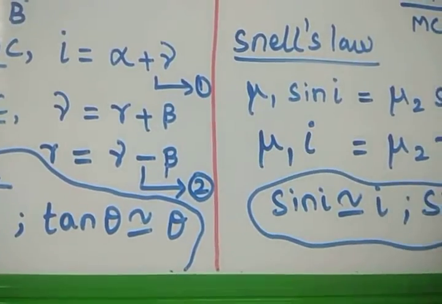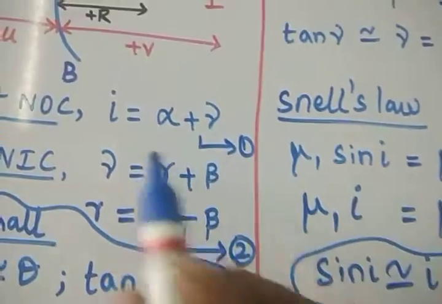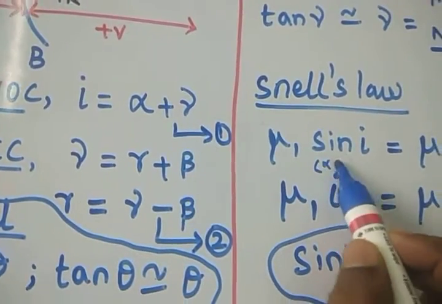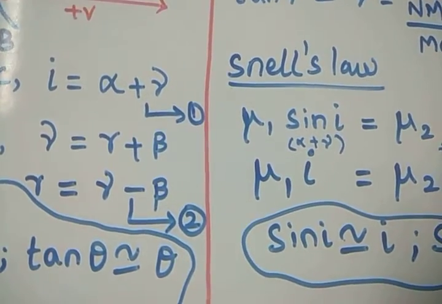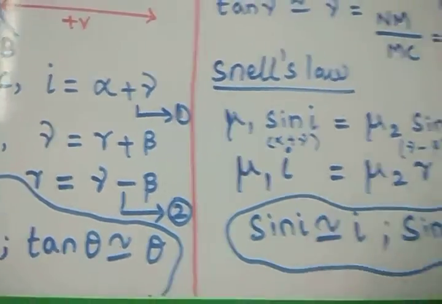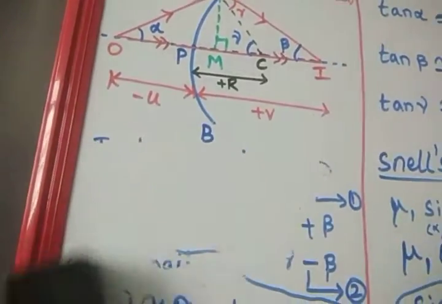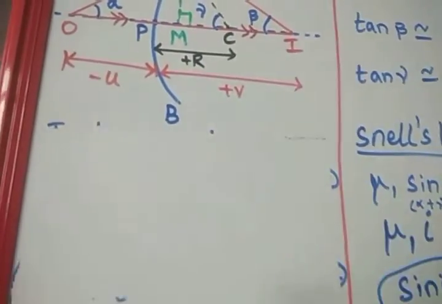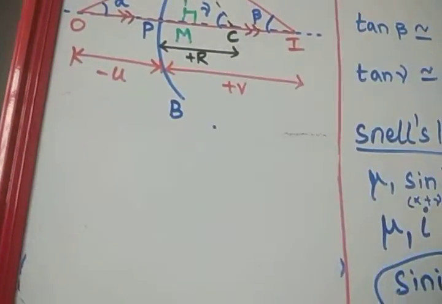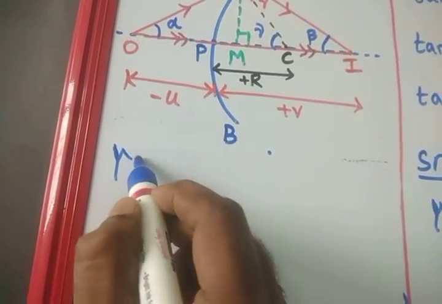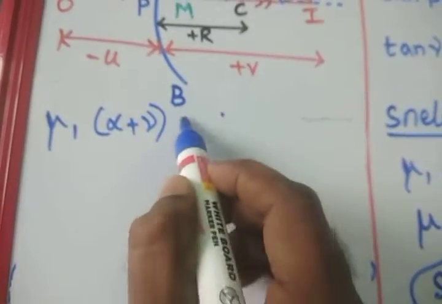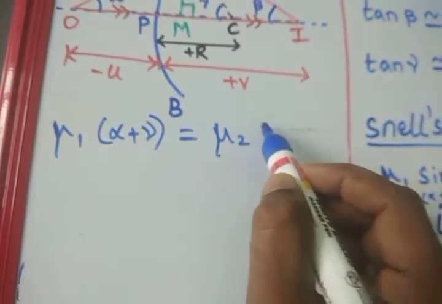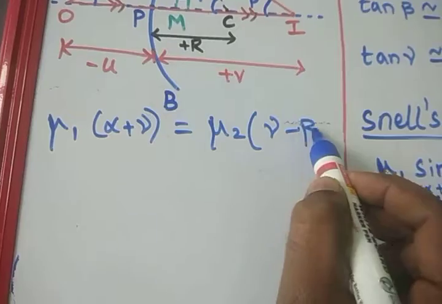So what is the I value? I value is alpha plus gamma. Then what is the R value? R value is gamma minus beta. So keep these things in your mind. So what is mu1? Mu1 into I, I is alpha plus gamma, and mu2 into R, R is gamma minus beta.